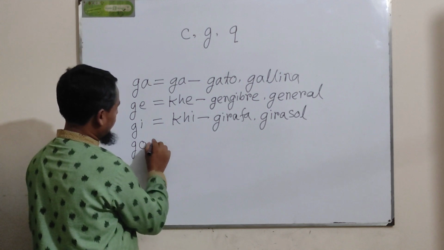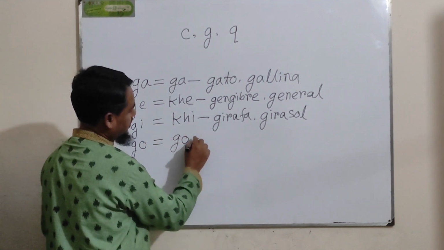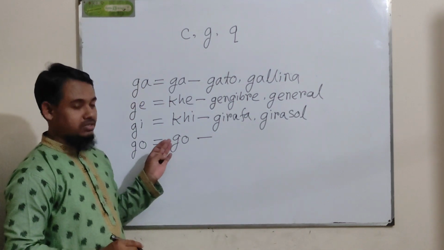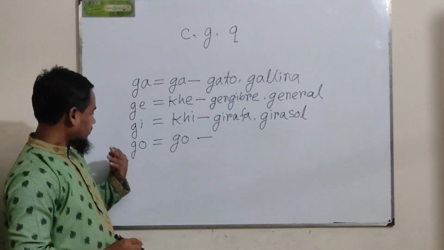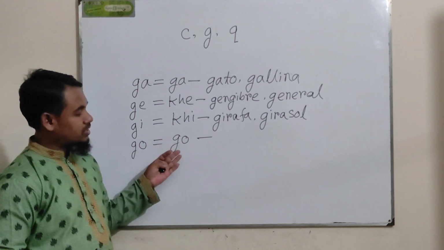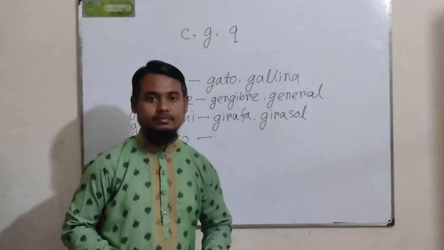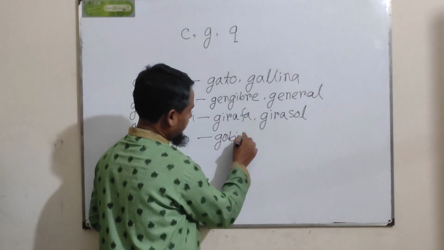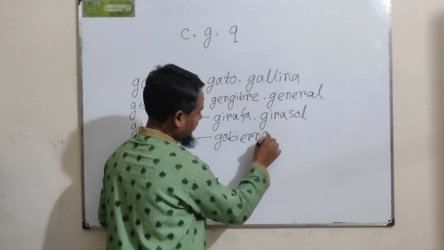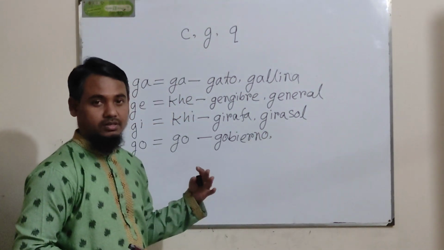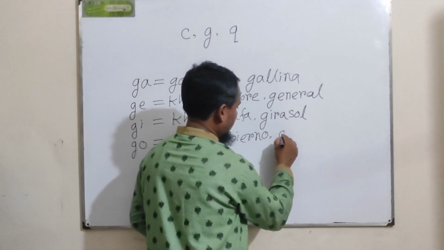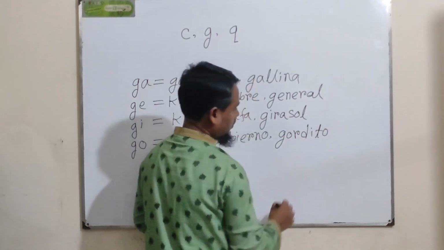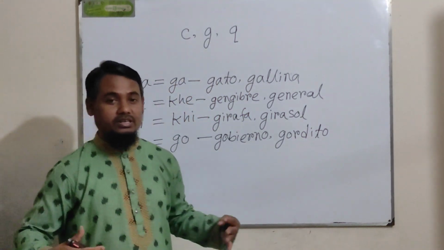G after O is go. Approximately the same in English language. In English it is go. For example, gobierno. Gobierno means government. Gordito. Gordito means very fat.